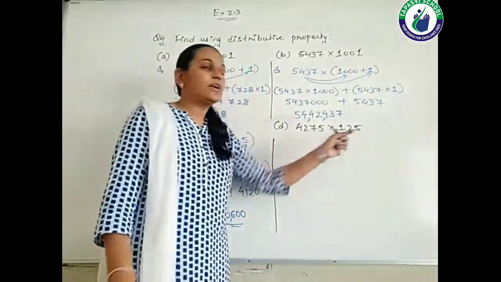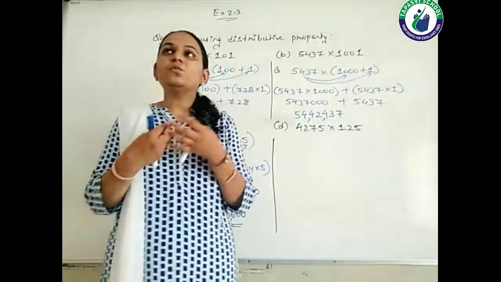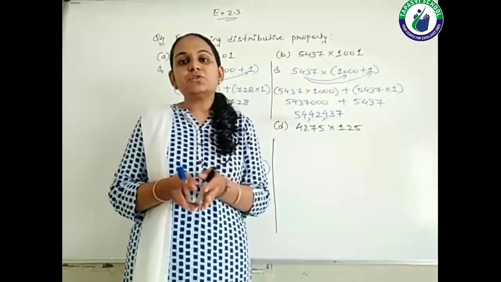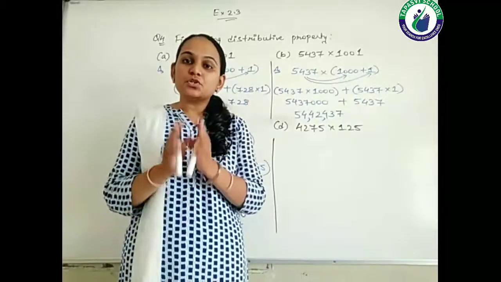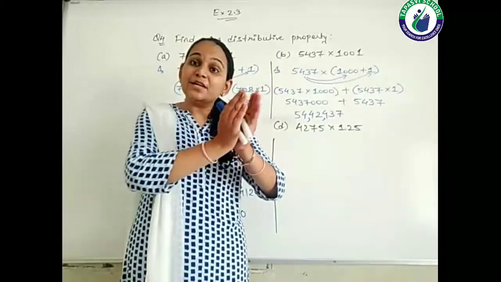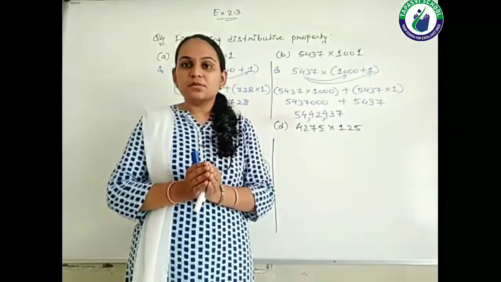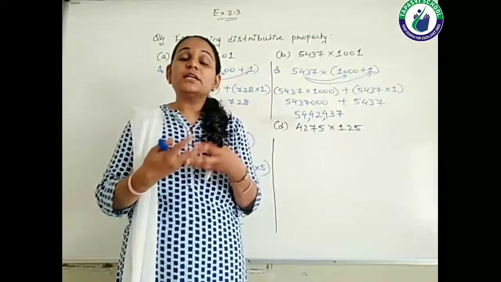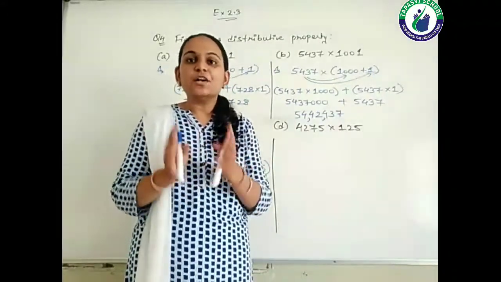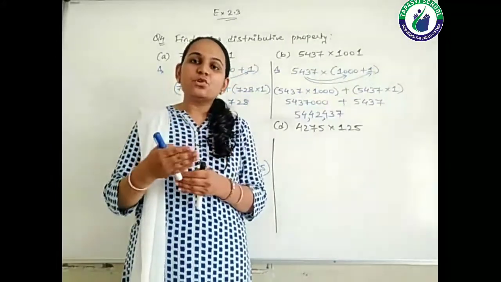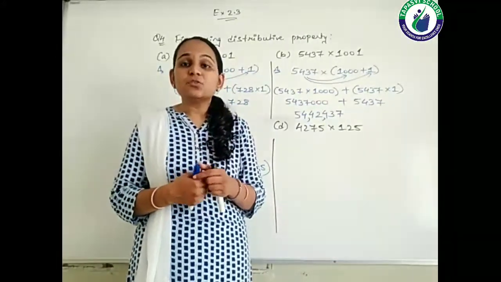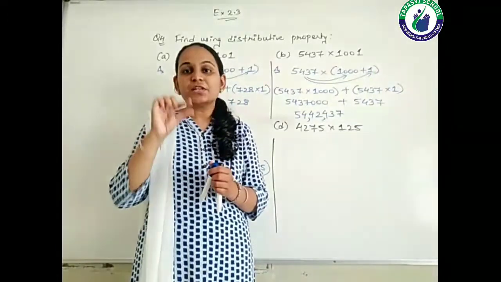4,275 multiplied by 125. Now here, students, you can write 125 as a combination of 120 plus 5. You can also write 125 as a combination of 100 plus 20 plus 5. That is also acceptable, right? You can also write as 130 minus 5. That is also right. It should come to 125, right? Then however it comes. But as I told you, try to choose the numbers in such a manner where your multiplication gets reduced.